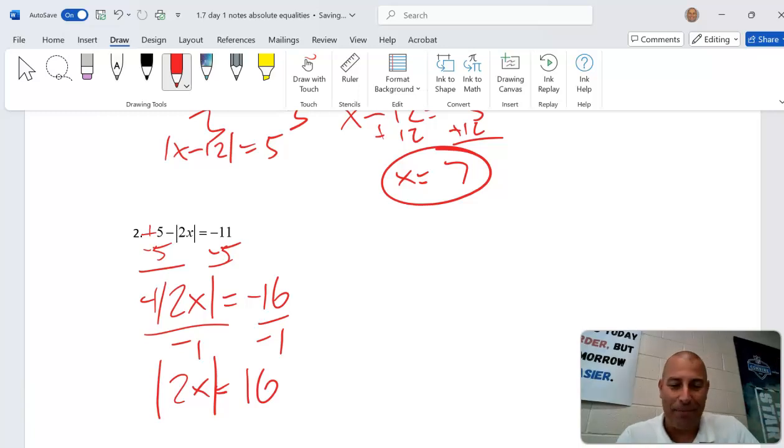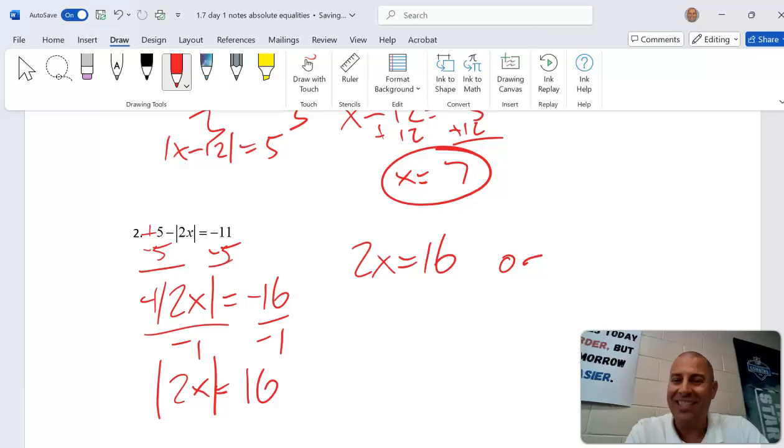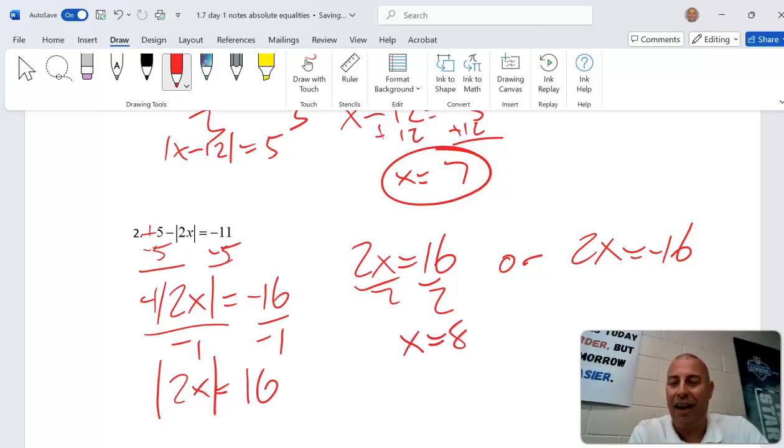I've isolated those absolute value bars. Now we're ready to make our two equations. So 2x is going to equal 16, or 2x is going to equal negative 16. Yep, divide by 2, x equals 8. Divide by 2, x equals negative 8.